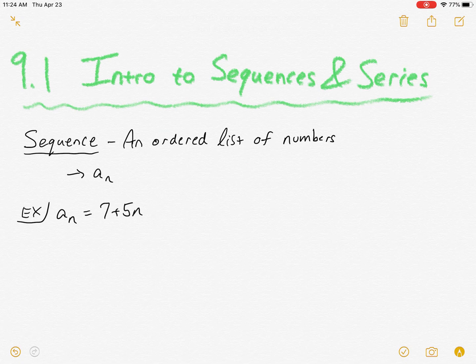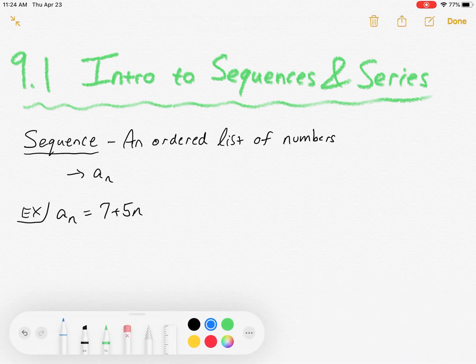Okay, so here is an example. Let me show you what a sequence looks like. A sub n equals 7 plus 5n. Notice n is primarily going to be our variable here. Instead of x, we're going to use n. N in mathematics is usually an integer, and that's going to be true here too. It's going to be an unknown that can take on a varying number of values, but always an integer.